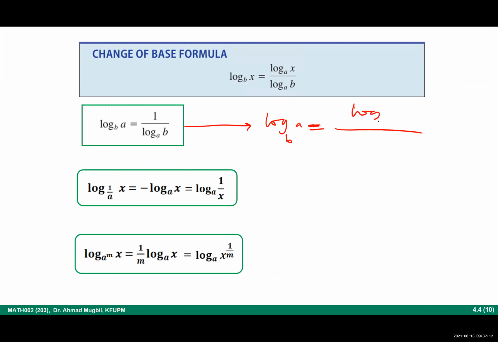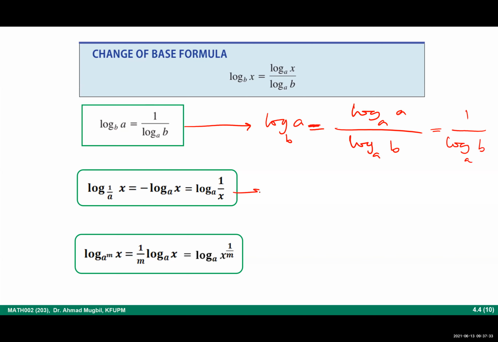It will be log A here, and here also log A. This will be log of the old base here. The old base is B, it will come in the denominator, and the argument, which is A, will come to the argument. Now, log A of A is what? It is 1 over log A of B.